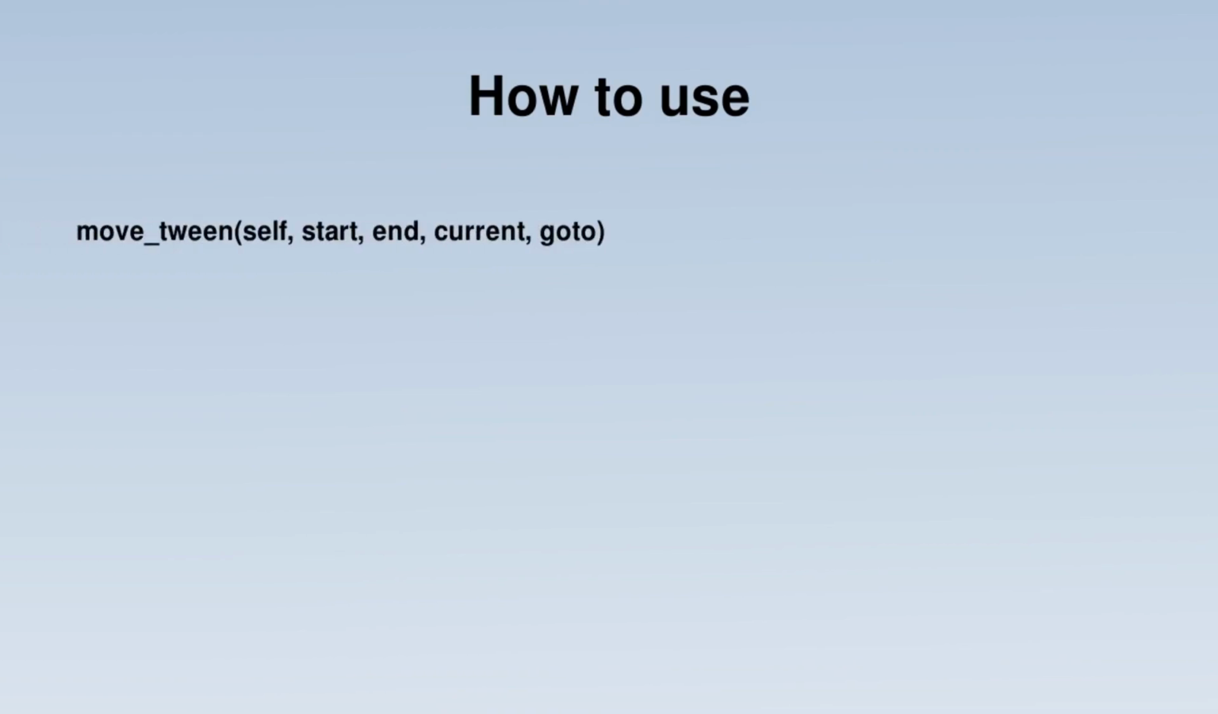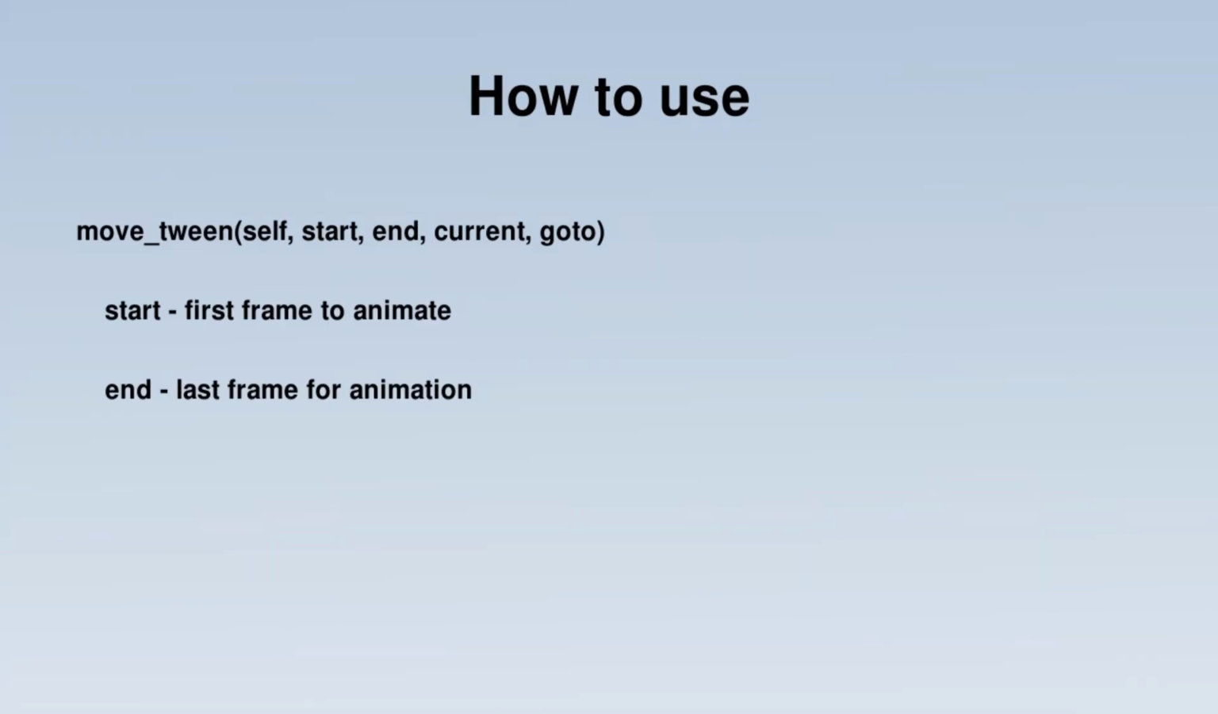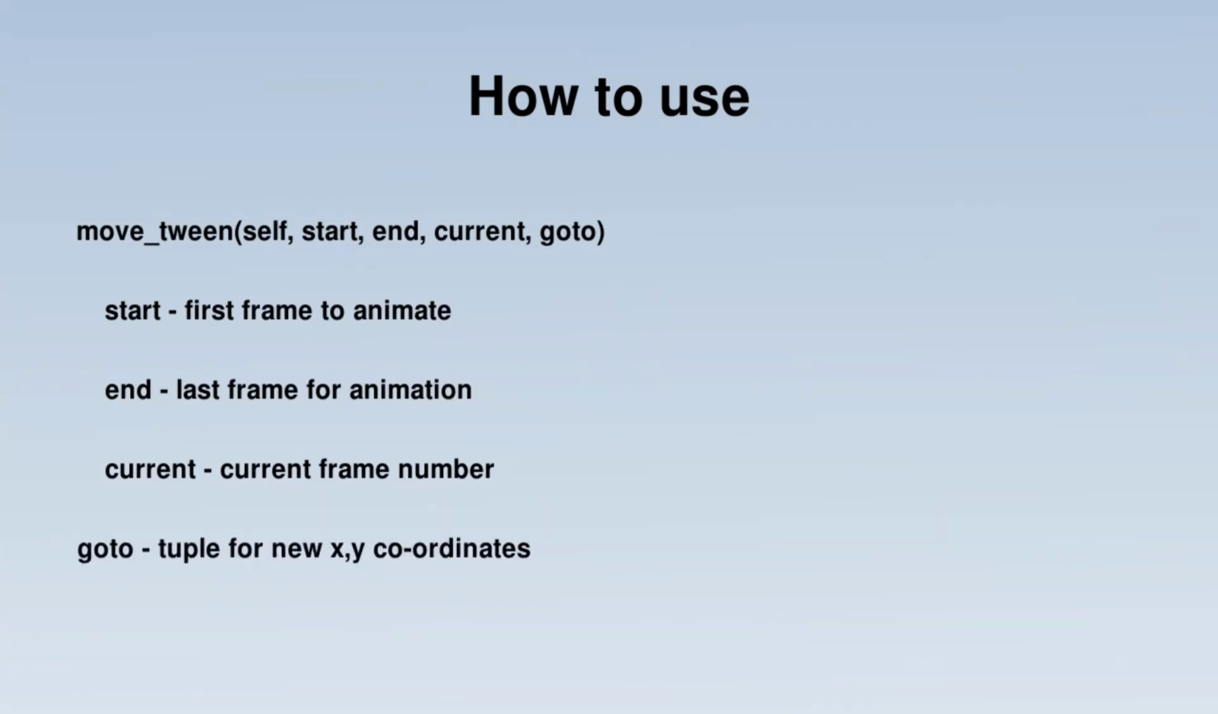I'll show one example here, which is the moveTween method. This method needs to be called once per frame, which is normally done in the Pygame Zero update function. The start argument is the frame number for the start of the animation. The end is the last frame number for that animation, and after that, the object will be in the new position. Current is the current frame number. This is normally auto-incremented in the Pygame update function, or another function called by that. And then finally, go to is the new destination coordinates.